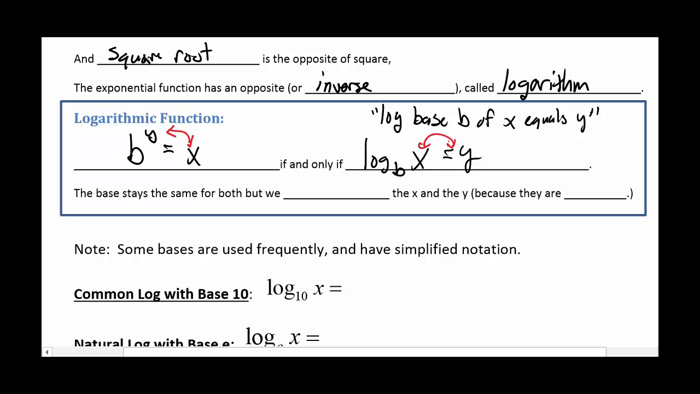So the base stays the same for both notations, but we switch the x and y. And of course, why would we switch x and y? Because these are inverses. We need a new notation that allows us to take the inverse of an exponential, the inverse being a logarithm.